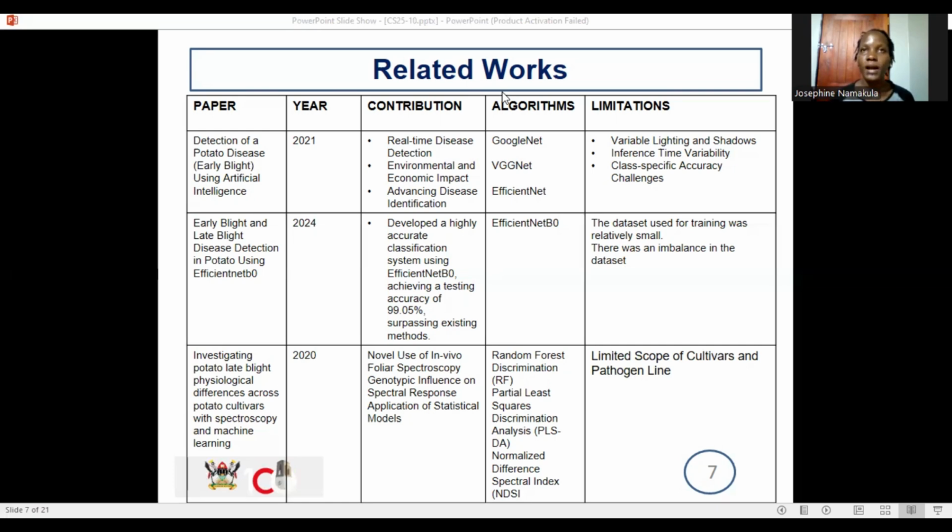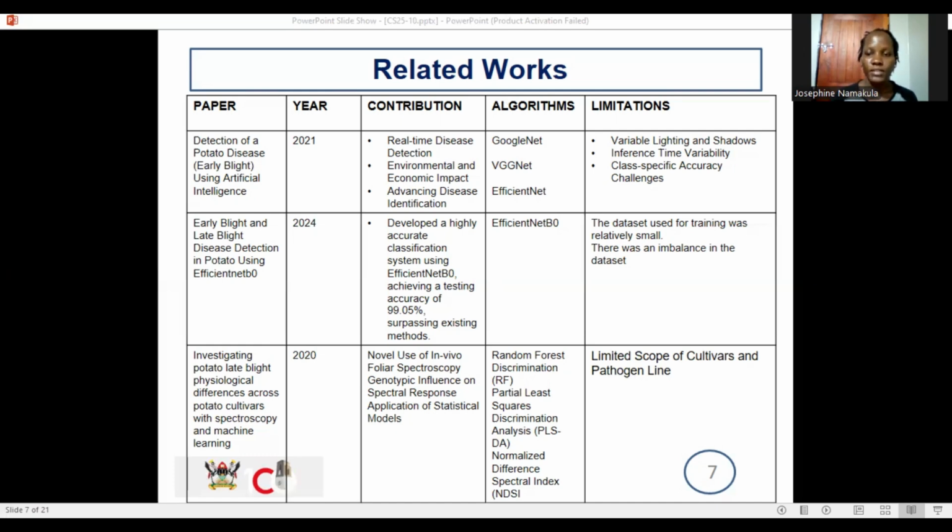So we also employed the ChatGPT API. I'm starting with related works. The paper is called Detection of Potato Disease using Artificial Intelligence. The limitations they had were variable lighting and shadows, inference time variability, and class-specific accuracy challenges. The second paper is Early Blight and Late Blight Disease Detection using Potato, using EfficientNet. The third paper is Investigating Potato Late Blight Physiological Differences across Potato Cultivars with Spectroscopy and Machine Learning.